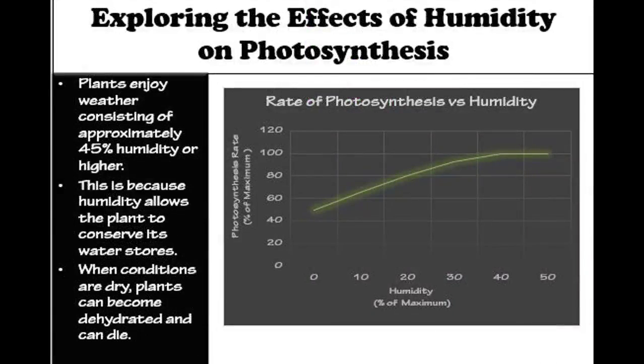Plants enjoy weather consisting of approximately 45% humidity or higher. This is because humidity allows the plant to conserve its water stores. When conditions are dry, plants can become dehydrated and can die.